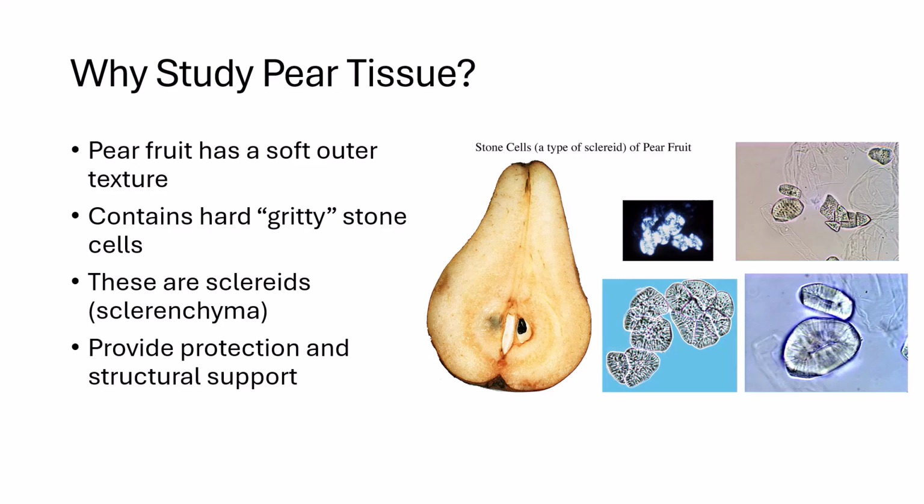As you observe the pear slide, think about how the thick walls and small lumens of sclereids reflect their protective, supportive function, very different from the thin-walled flexible cells you saw in the celery petiole.